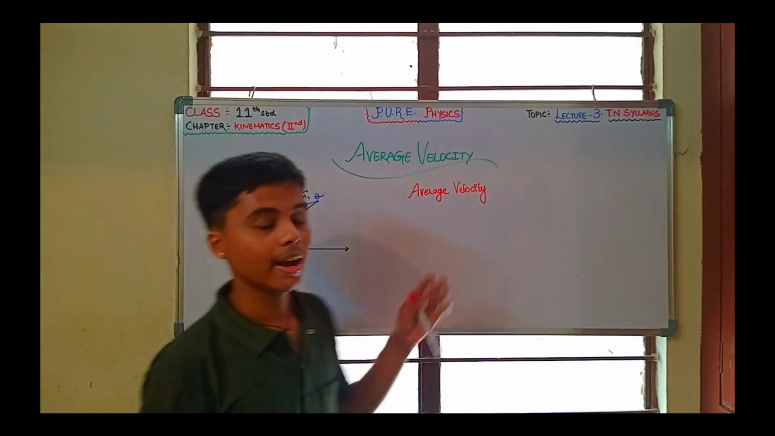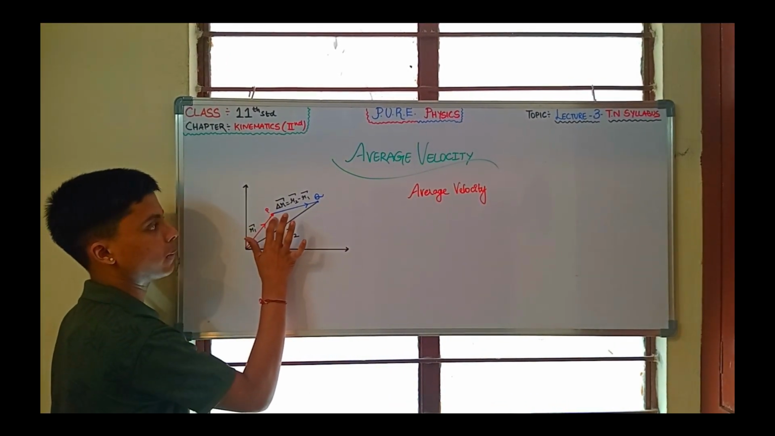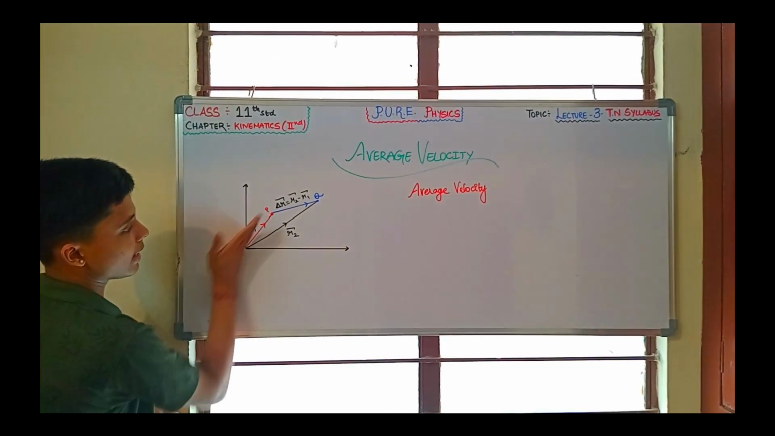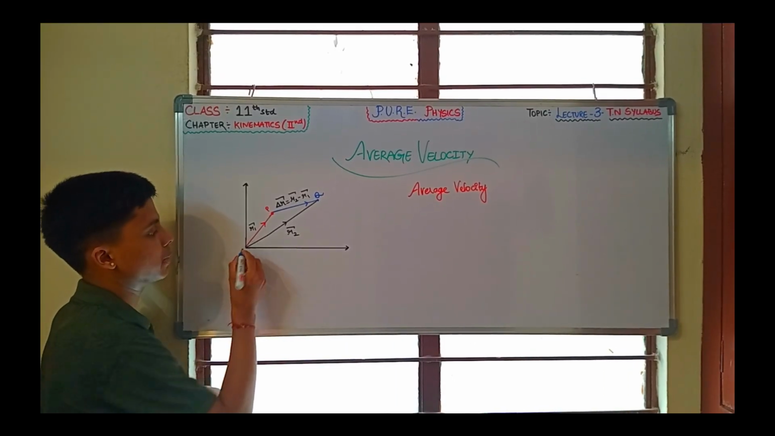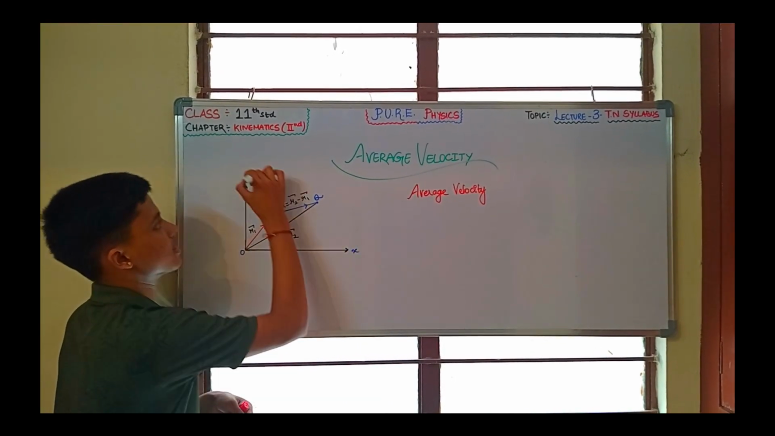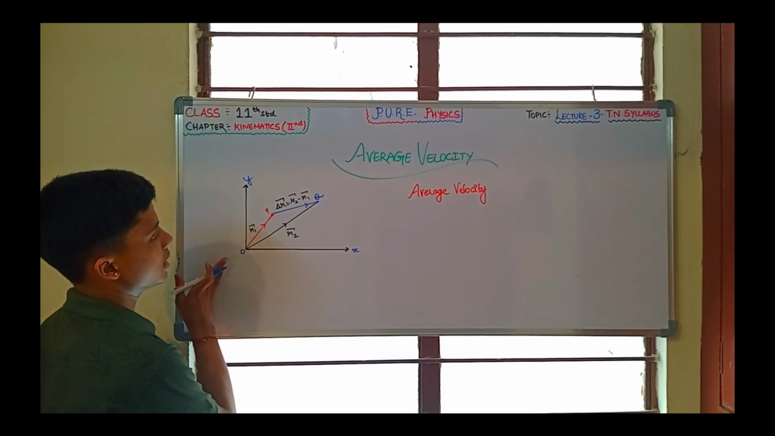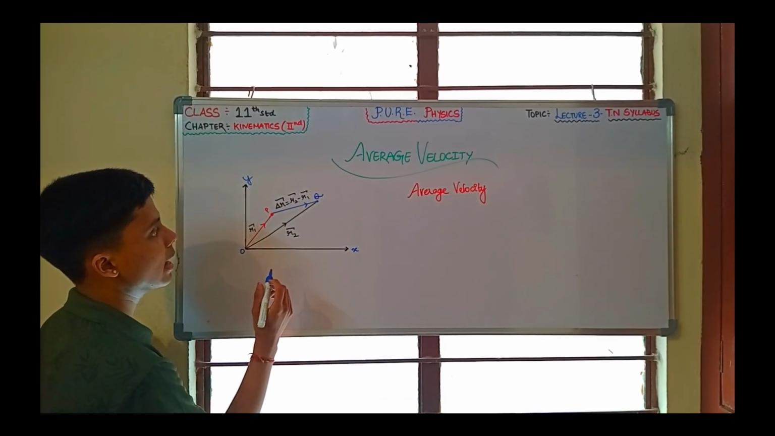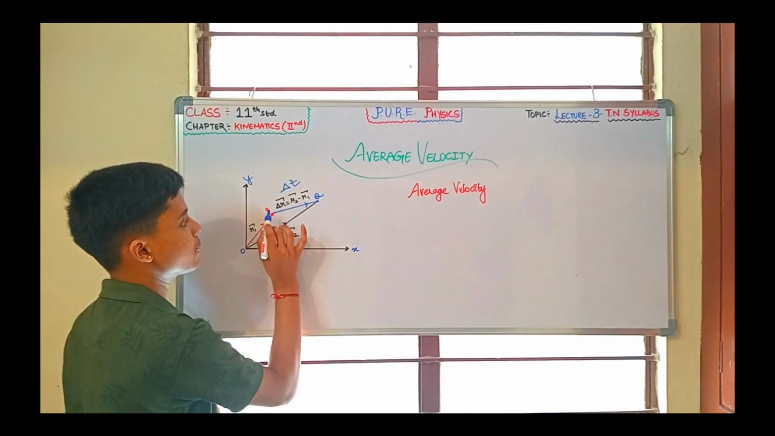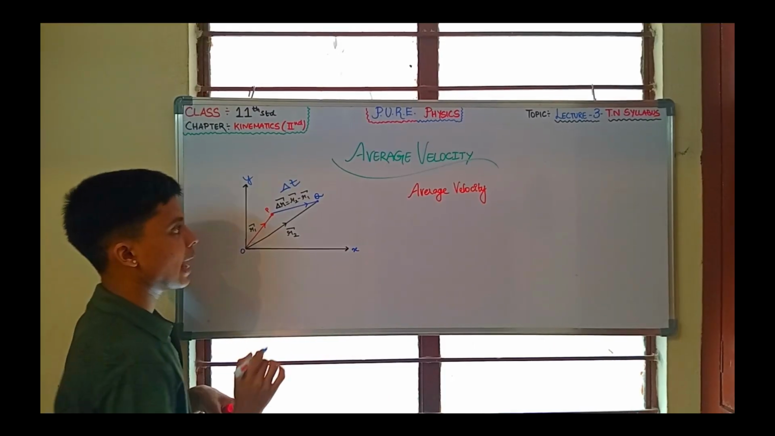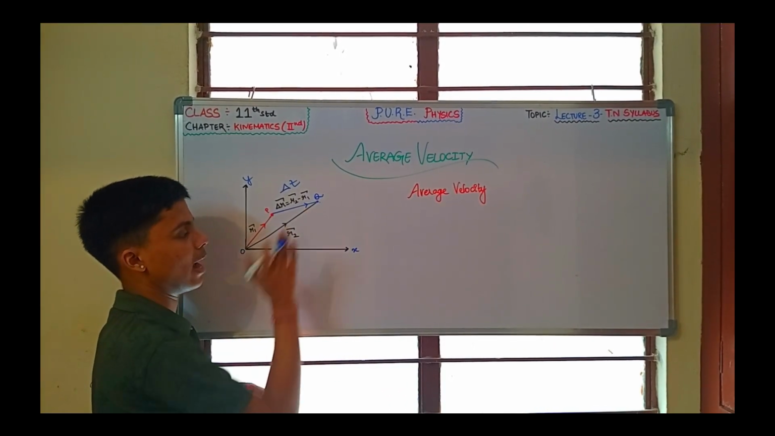Now moving on to average velocity. What is average velocity? Consider a particle at the point P with a position vector r1 vector. Position vector always starts from the origin, so it always starts from origin, and this is the x-axis and this is the y-axis. Now a particle is at a point P with a position vector r1 vector from the origin, and within an interval of time delta t, it travels from point P to point Q, where at point Q it has a position vector r2 vector.